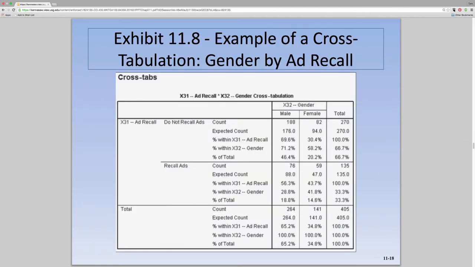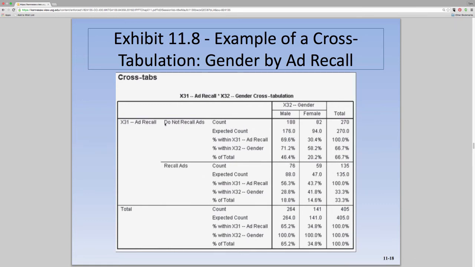So let's look at a cross-tabulation, and this is gender by ad recall. Now, I'm going to be absolutely honest with you. Whenever I look at a cross-tab table, I have to take the interpretation of it very slowly, because it's really easy to mess this up. So you'll notice that up here we've got our variable, ad recall, and they either did not recall the ads or they recalled them. And over here is gender. So those are the 2 variables, bivariate, that we're looking at. Here's male and female. And over here is a total column, and this is a total row. So keep that in mind.